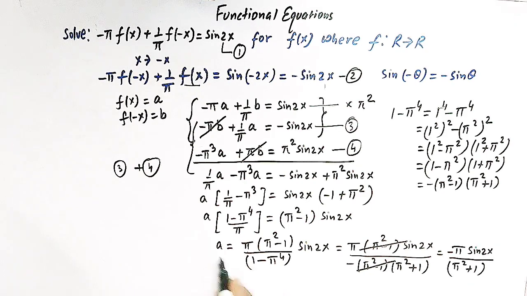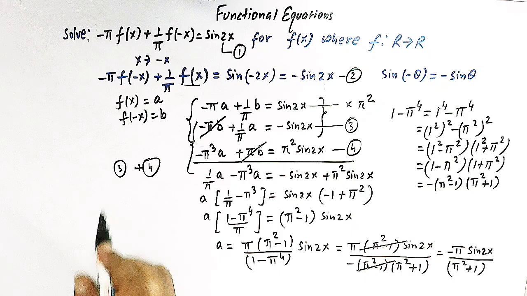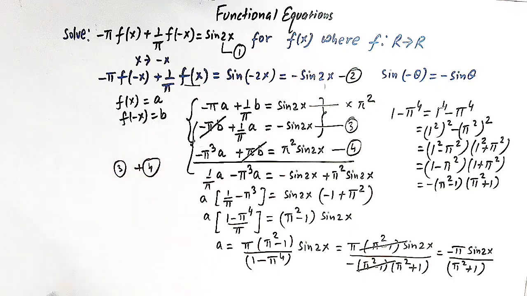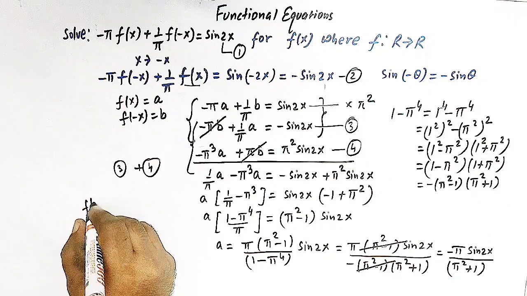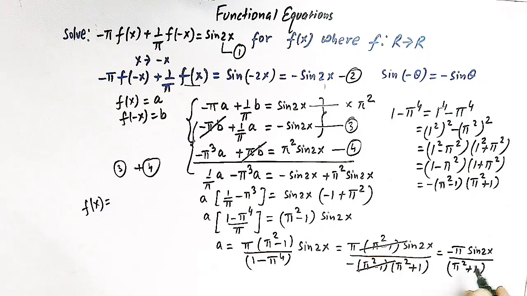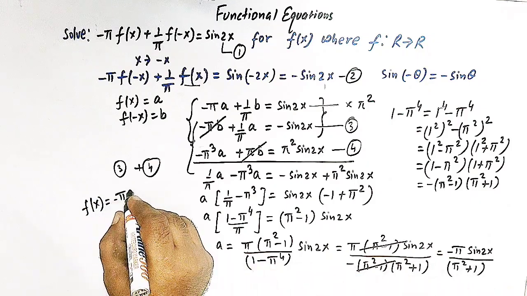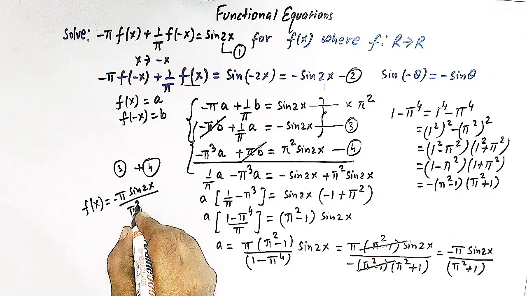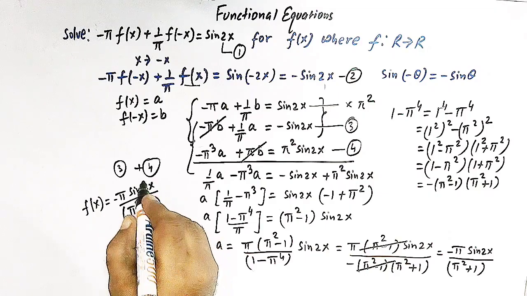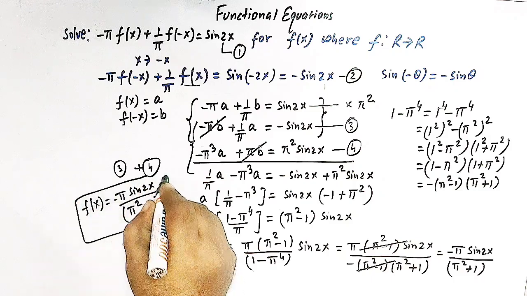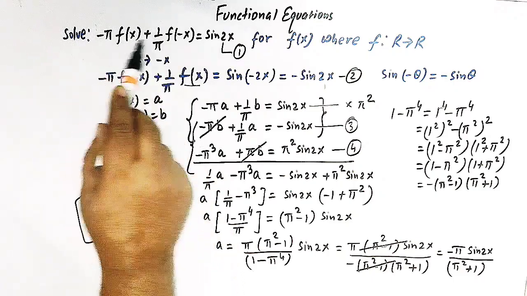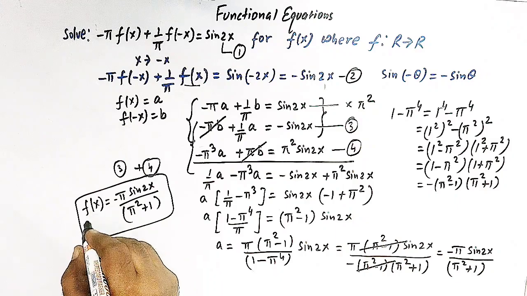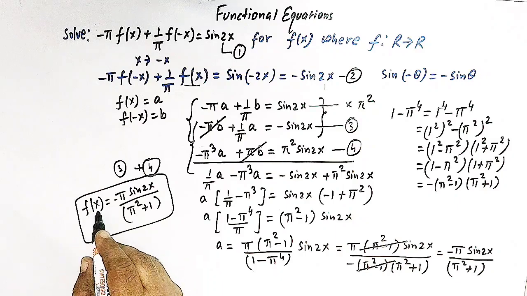So now a is equal to this expression, and we have earlier assumed that a is equal to f of x. So the function f of x is now equal to minus pi sine 2x divided by pi square plus 1. Right, so this is the required solution of this functional equation, that is, we have obtained the form of the function that is f of x.